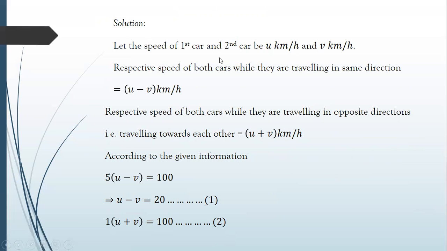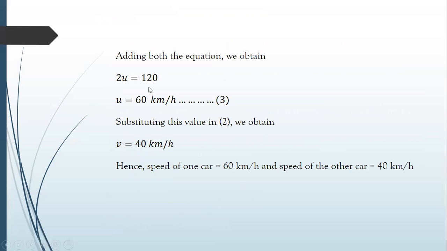So let the speed of the first car be u and the second car be v. So when they are traveling in the same direction, their relative speed will be u minus v, but when they are traveling in the opposite direction, it will be u plus v. So according to the equation, 5 times u minus v is 100. So u minus v is 20 and u plus v is 100. So now adding these two equations, we get u as 60, v as 40. So speed of the first car is 60 km per hour and for the second car is 40 km per hour.